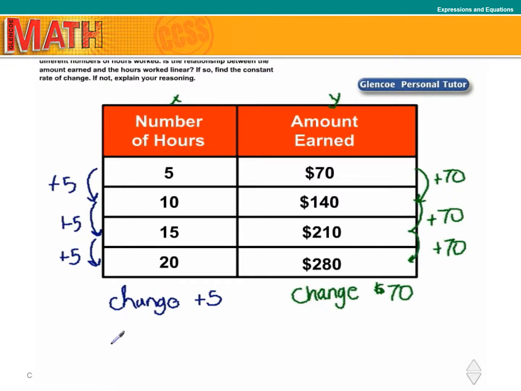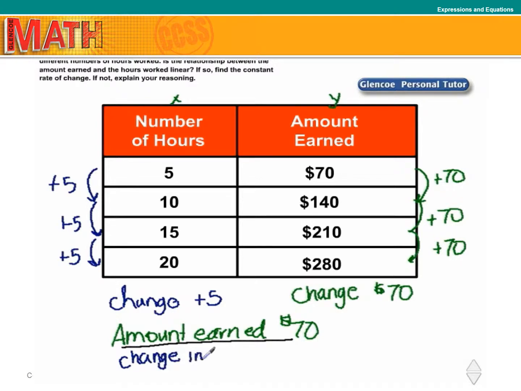The rate of change can be found by taking the change in the amount earned, which was $70, and dividing it by the change in the number of hours, which was 5.